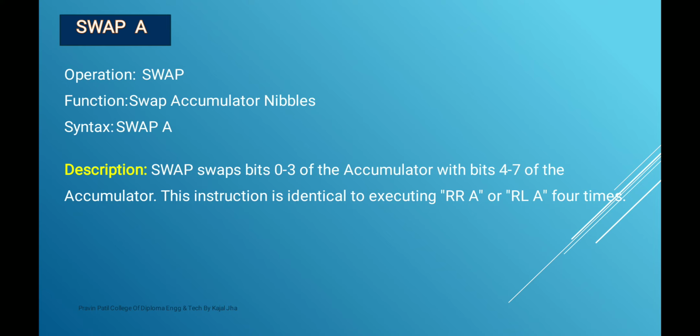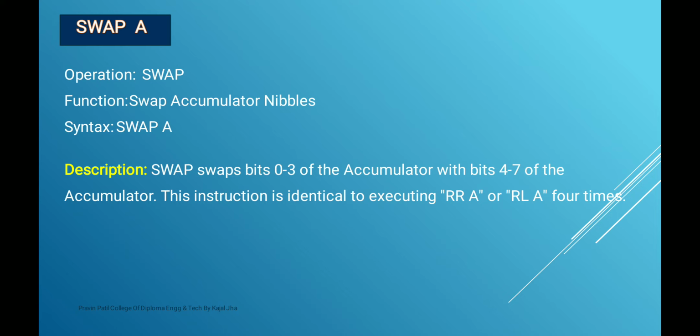Okay, swap means swap nibbles within the accumulator, that is lower nibble to higher nibble, and vice versa. Means the lower nibble becomes the higher nibble and the higher nibble becomes the lower nibble. That is the description: SWAP A exchanges the lower and higher nibbles of the accumulator, that is bits 3 through 0 and bits 7 through 4. The operation can also be called a 4-bit rotate instruction. No flag is affected here.